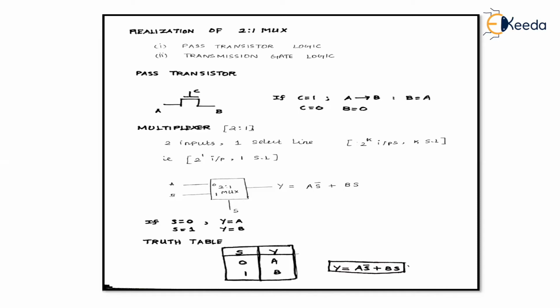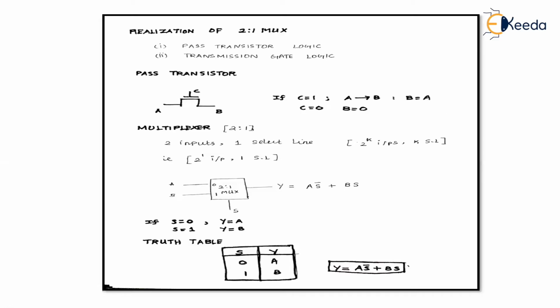See, if S is equal to 0, whatever value is there towards A will be at the output. And if my select line is equal to 1, what is there towards 1? B. So my output Y is equal to B. So if select is 0, what is there towards 0? A. So my output will be A. If my select line is 1, what is there towards 1? B. So Y is equal to B. So what is the output expression I can write? Output expression, Y is nothing but A into S bar plus B into S.